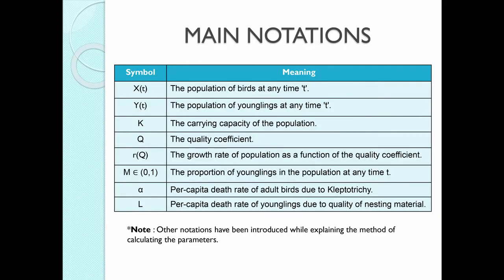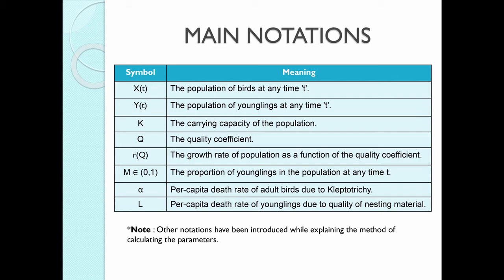Main notations. The main notations are as follows. The symbol x(t) is the population of birds at any time t. The symbol y(t) is the population of young birds at any time t. K is the carrying capacity of the population. Q is the quality coefficient. R(Q) is the growth rate of population as a function of quality coefficient.